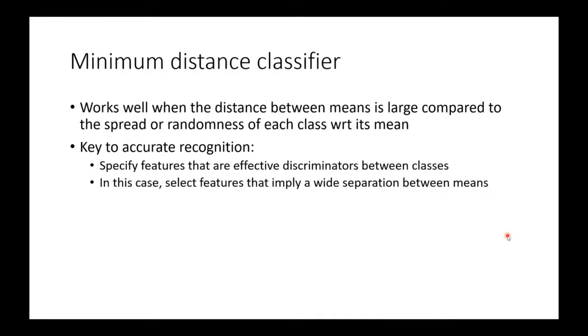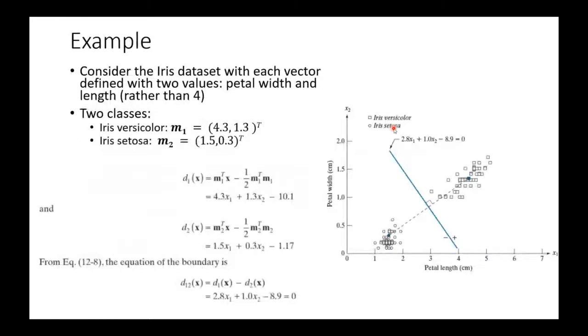Okay, so the minimum distance classifier is very good if the distance between the means of your classes is large compared to the spread or randomness of each class. This is clear, right, people? This is very clear. So in this case, the distance between the means is very large compared to what? Compared to the spread of the classes. This one is quite well contained. This one is more spread out.